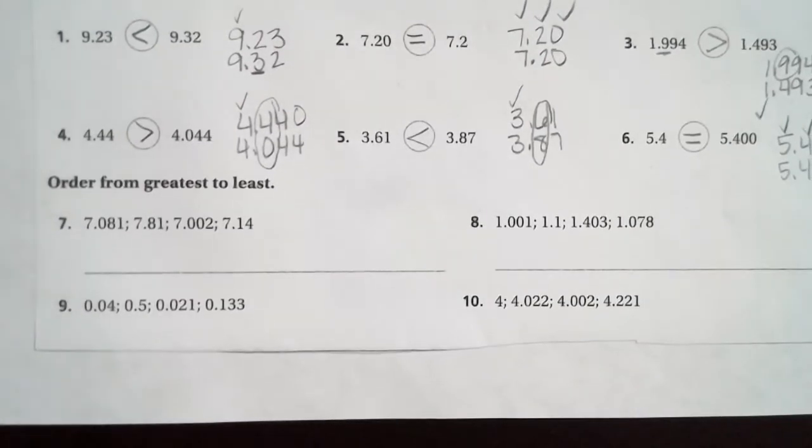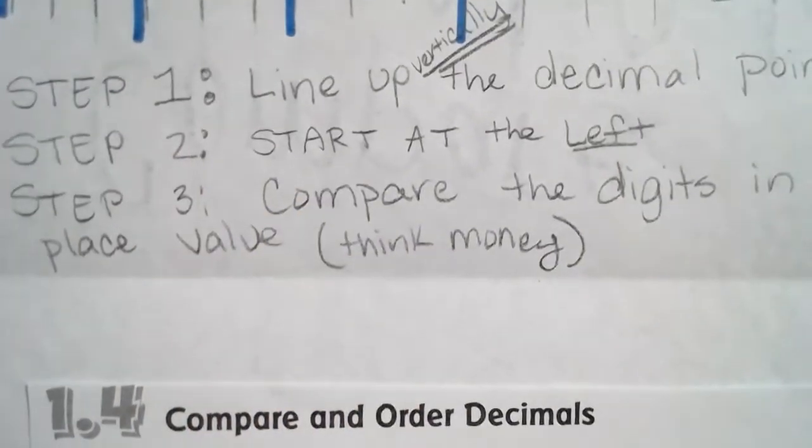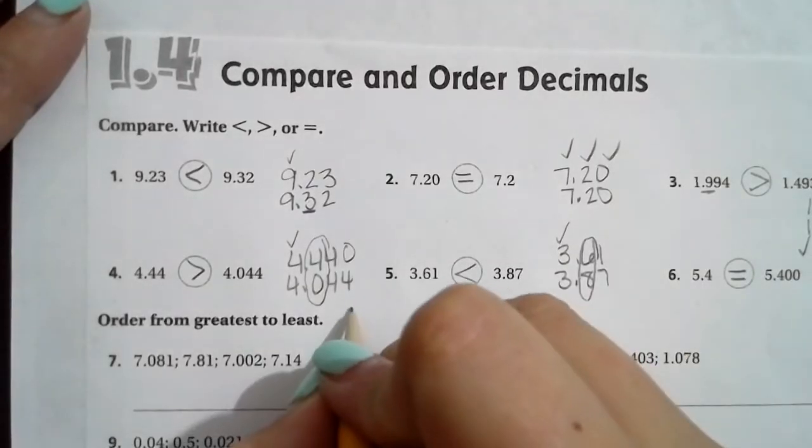Order from greatest to least. Now I have a whole bunch of numbers. How am I going to handle that? I'm going to do the same exact steps. I'm going to line them up vertically by their decimals.